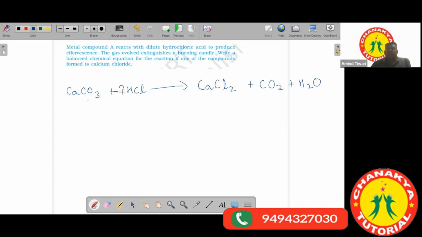To balance this, we must add 2 here. So chlorine is balanced. The metal, that is calcium, is already balanced. Carbon is also balanced. Check for oxygen. Is oxygen balanced? Yes. So the reaction is balanced.